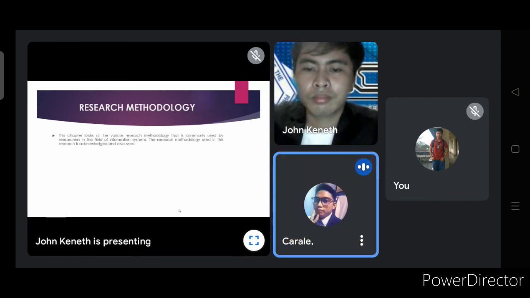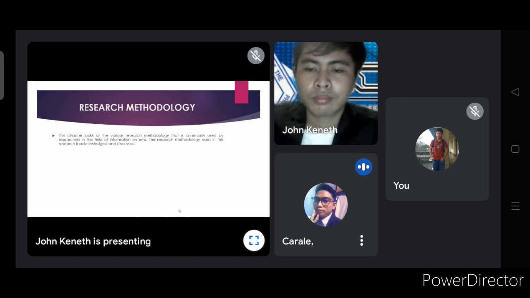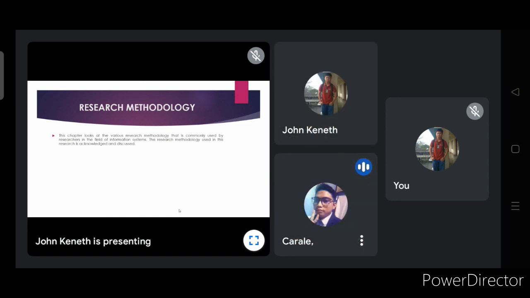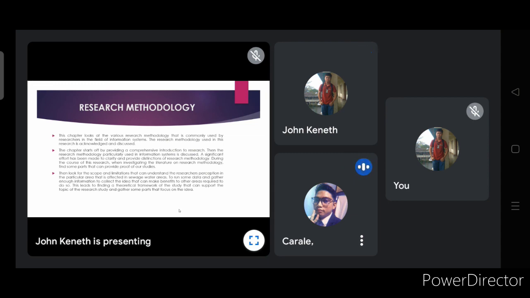So next would be our research methodology. This chapter looks at the various research methodologies that are commonly used by researchers in the field of information systems. The research methodology used in this research is acknowledged and discussed. The chapter starts off by providing a comprehensive introduction to the research. Then the research methodology, particularly used in information systems, is discussed. A significant effort has been made to clarify and provide a distinction of research methodology during the course of this research. When investigating the literature on research methodology, we find some parts that can provide proof of our studies.